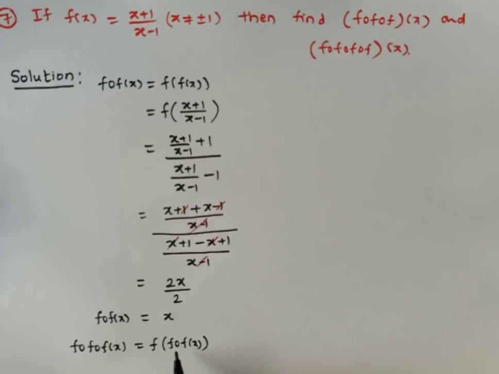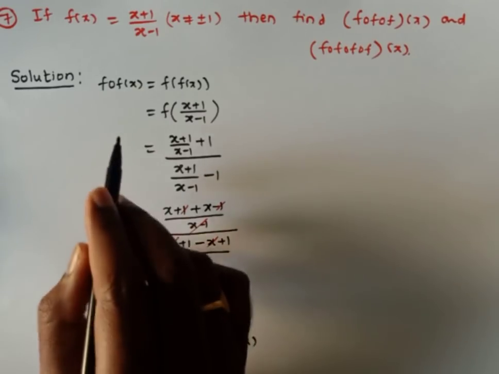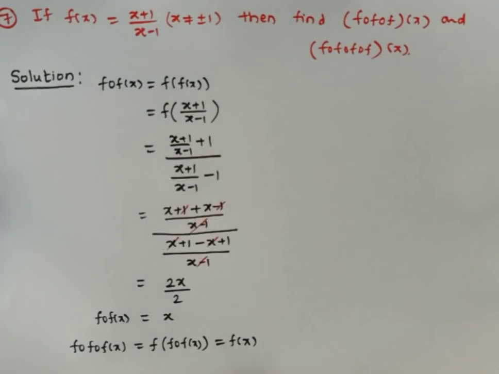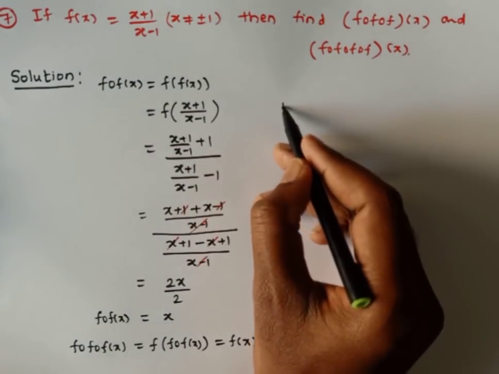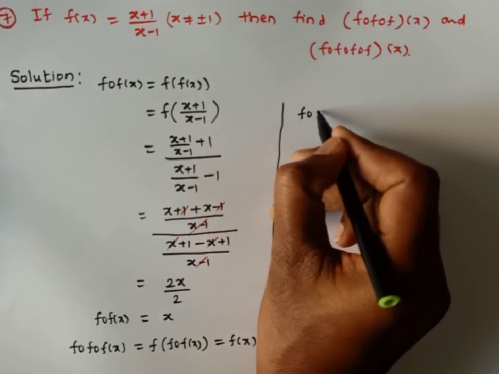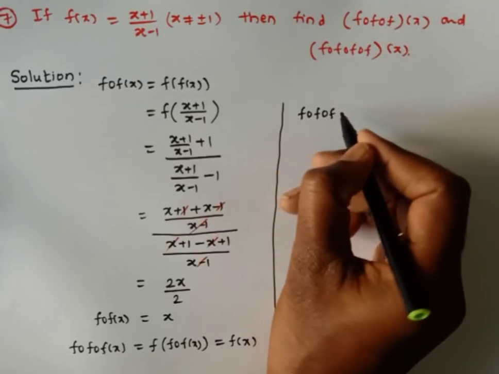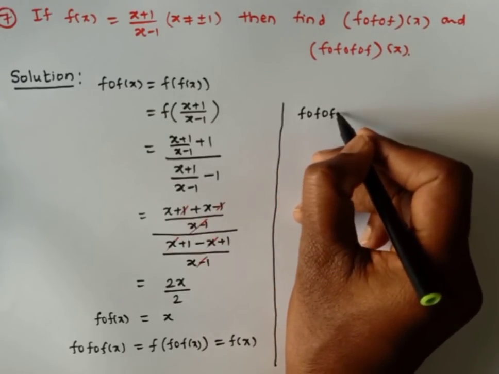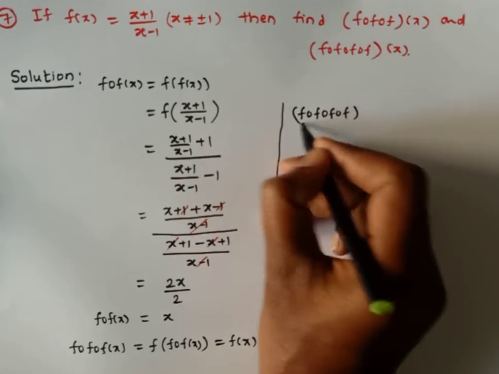Now if we replace, already we know f circle f of x. F circle f of x is nothing but f of x. Okay, f of x is nothing but x plus 1 by x minus 1. The next, try to find the fourth time. That means f circle f of x.